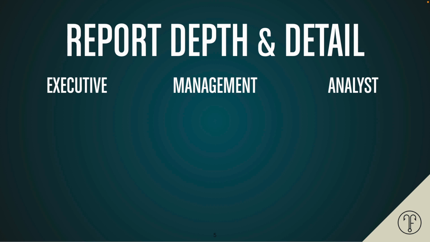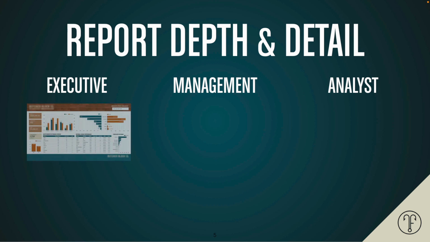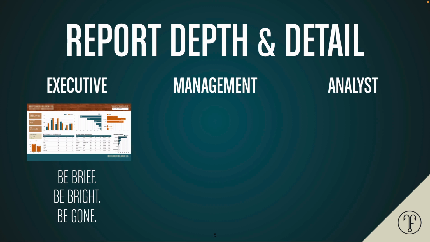So at the executive level on the far left here, we just want to build really simple, to the point reports that get straight to it and don't offer much fluff. These folks don't have a lot of time. They need to know what's going on, why it's going on, and what we're going to do next. So the mantra with the executive team is be brief, be bright, and then be gone, right? So get in and get out.